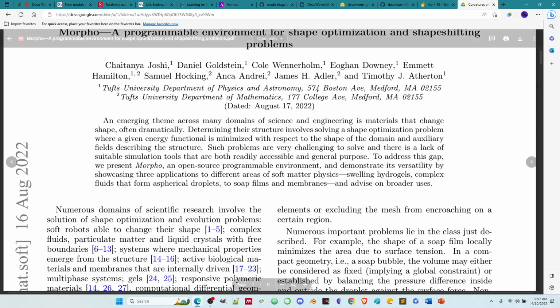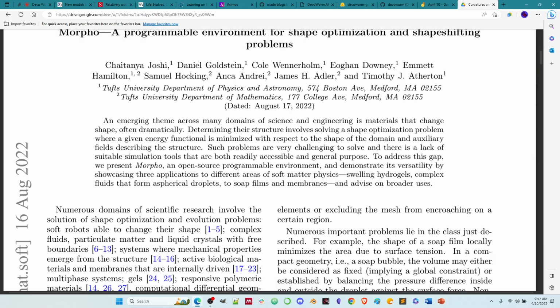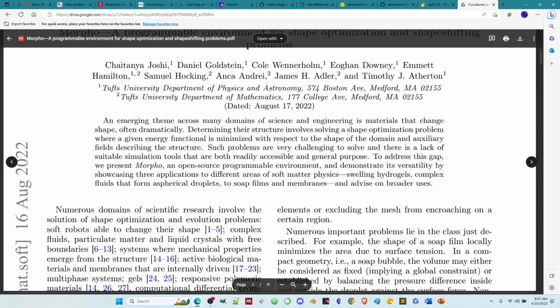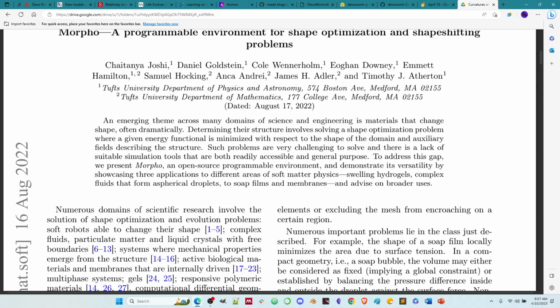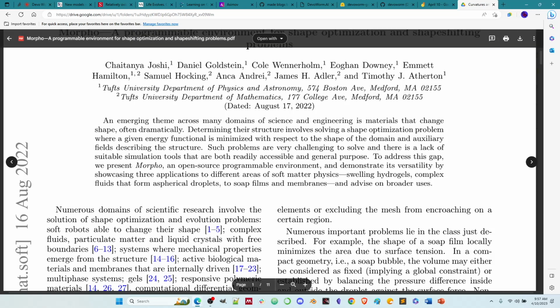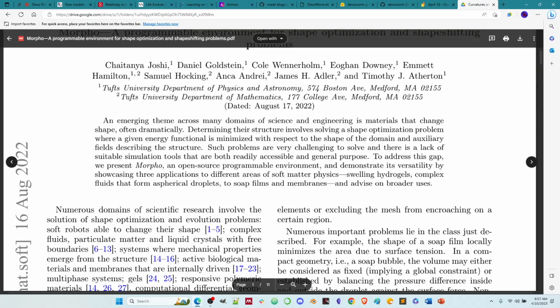many domains of science and engineering is materials that change shape, often dramatically. Determining their structure involves solving a shape optimization problem where a given energy functional is minimized with respect to the shape of the domain. An auxiliary field is describing the structure. Such problems are very challenging to solve, and there is a lack of suitable simulation tools that are both readily accessible and general purpose.